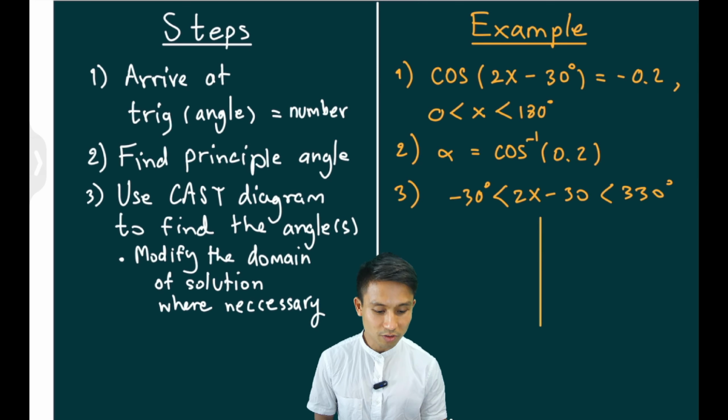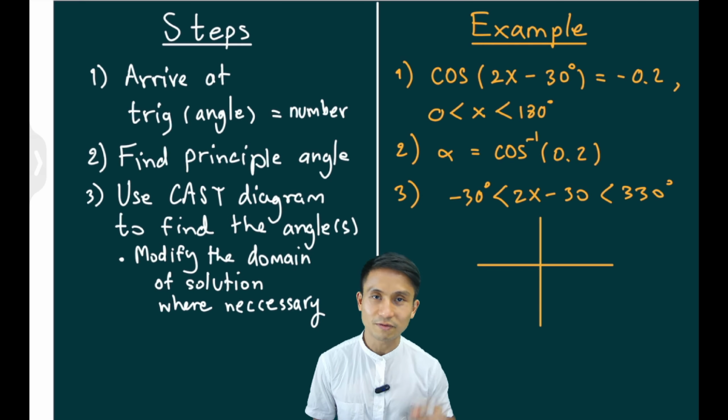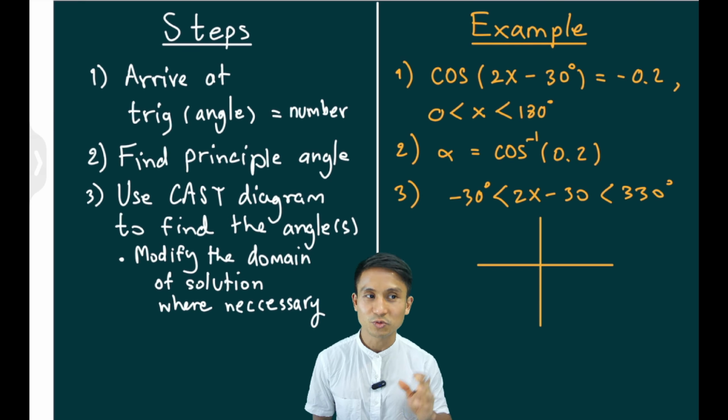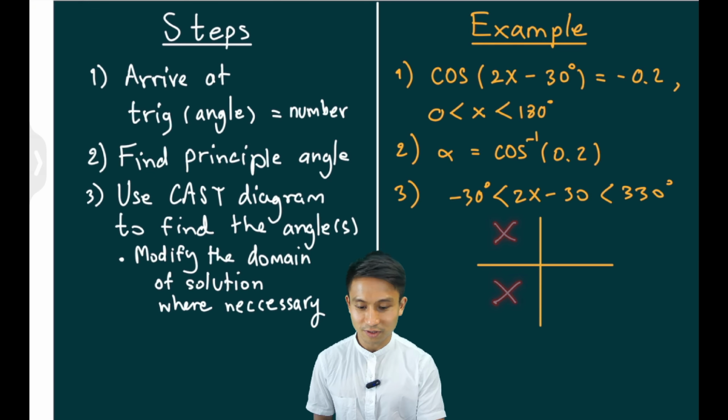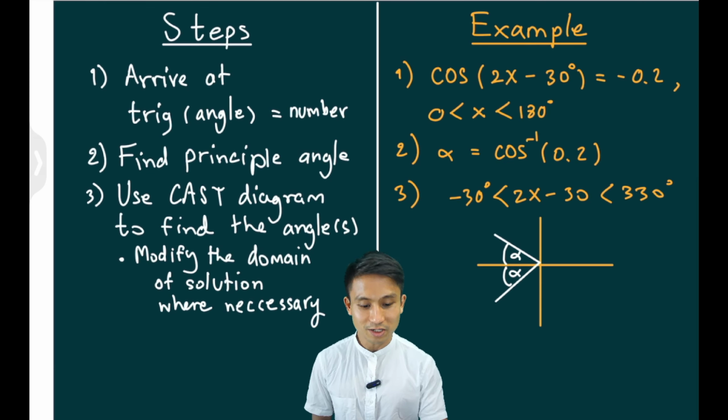I'm just going to draw the quadrants. Cos of some angle giving you a negative value. Cos, we look at the x-axis. The two quadrants where x is negative, x is negative here and x is negative here. That means we draw these two basic lines, this one and this one. The principal angle or alpha is just the physical angle from the x-axis. We're going to subtend from the initial line again.